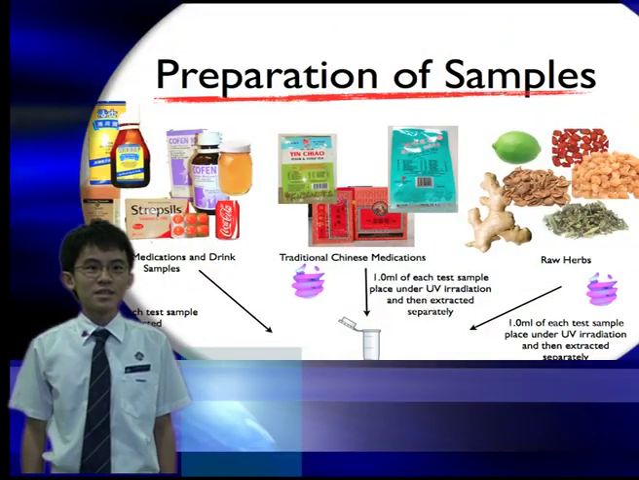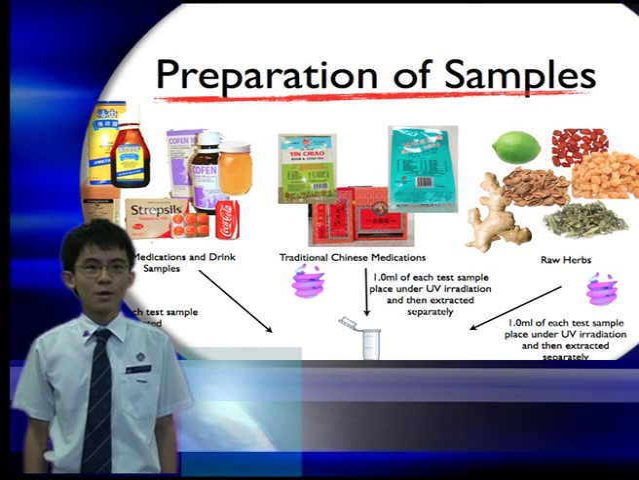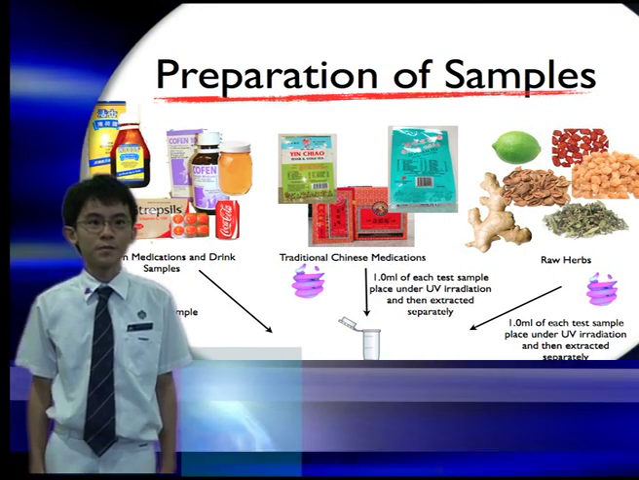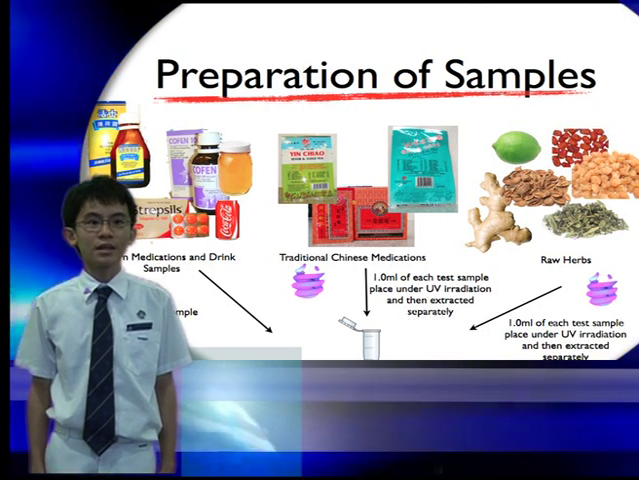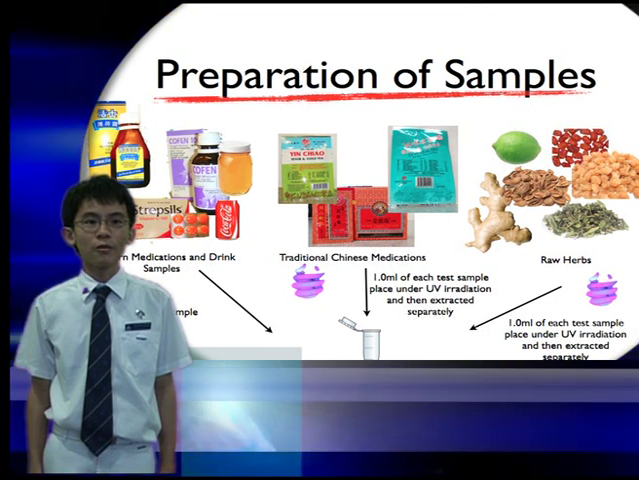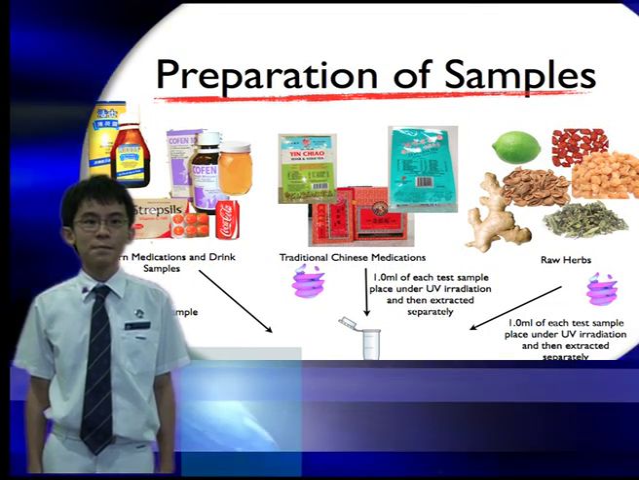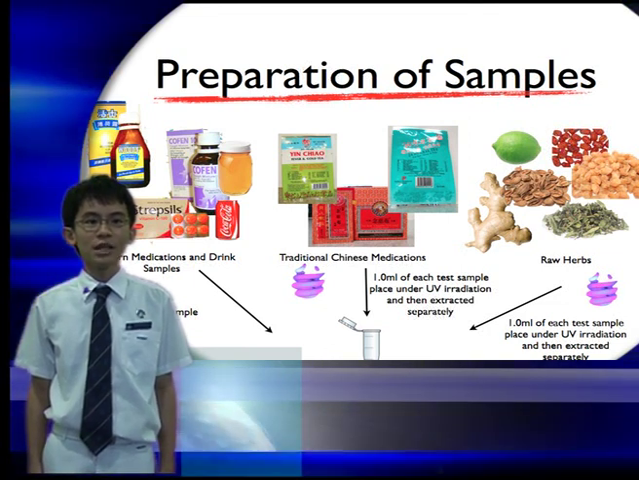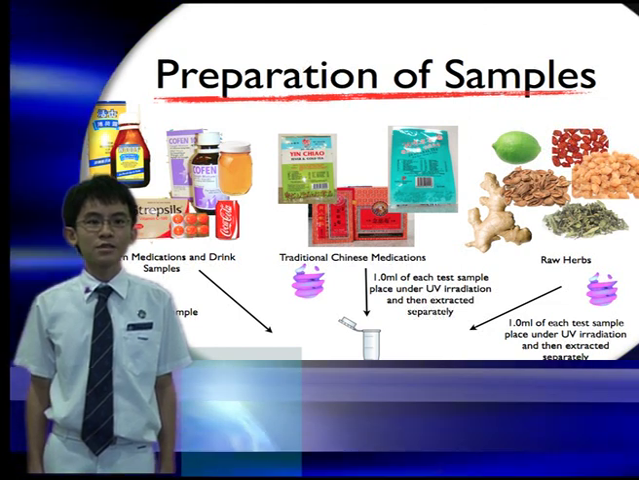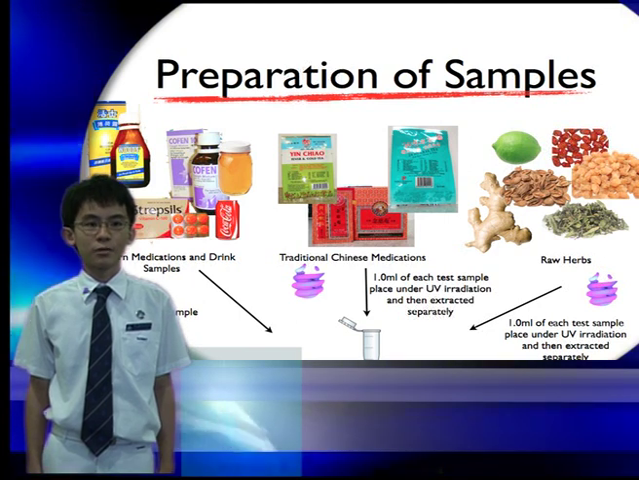1 ml of each Western medication and drink sample such as Coke, apple cider, and honey is extracted out and then placed into a sterile microtube. However, the active ingredient in each of the TCM and raw herbs is boiled in 25 ml of boiling water, and the solution is then placed under UV irradiation to eliminate any pre-existing fungal and bacterial infections. 1 ml of each solution is then extracted and placed in a sterile microtube.